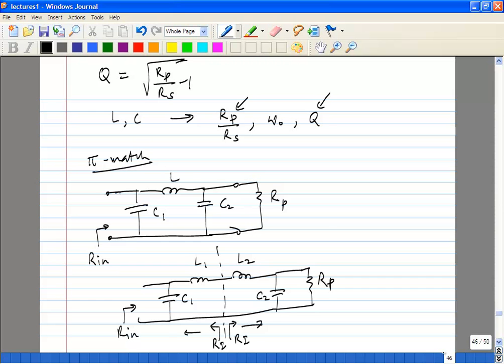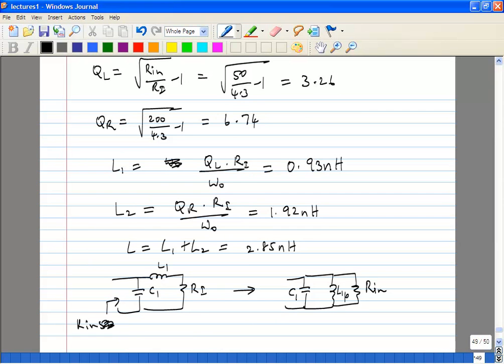So when we calculate this quality factor for QR and QR, we had L2 equal to QR into Ri by omega naught. So both of these are series.